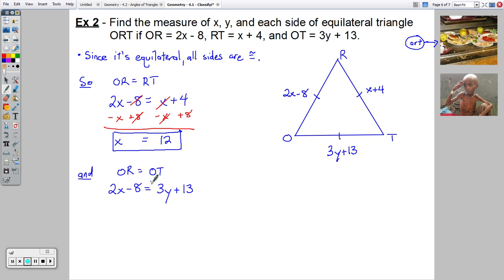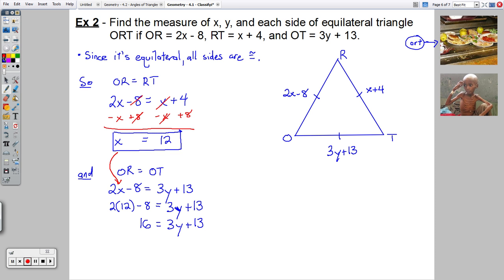You might look at that and say, well, how can we possibly solve for y? I don't know. Wait, I do know x. That's right. Okay, here we go. Plug it in. So plug in x is 12, and now you can solve for y. So we have 2 times 12 minus 8, which would be 16. That would equal 3y plus 13.